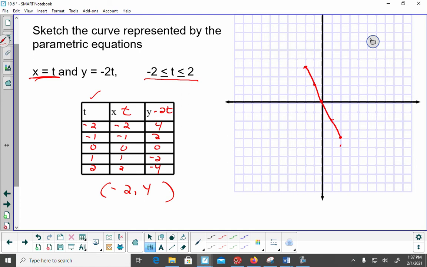Now I'm going to do the direction, because a parametric equation has a direction, and the direction is going to go down. And the reason why it goes down is because if I go from left to right for my t, then the order that I went for is negative 2, 4, negative 1, 2, and that's the order that I went in, so my graph is going downward.